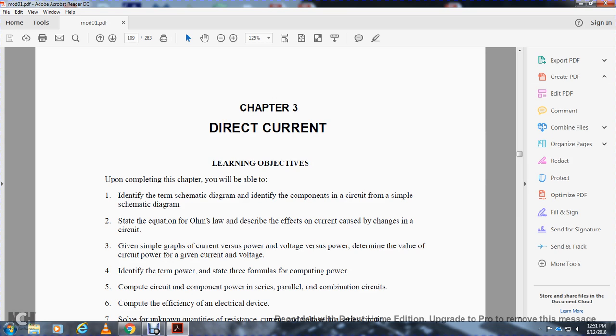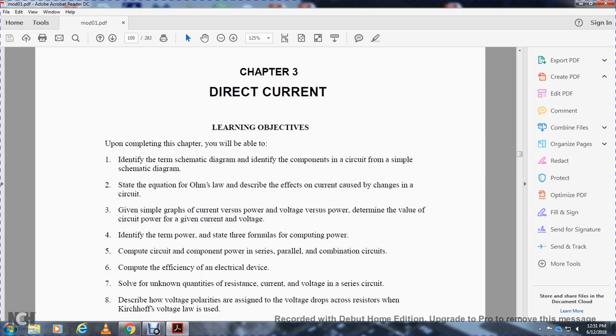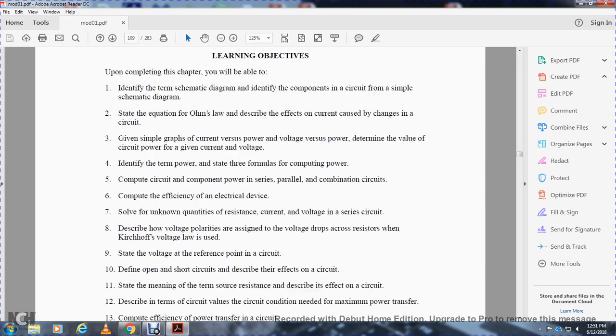of the power formulas for the power, computing power, complete circuit with the component power of the series parallel combination circuits. Compute the efficiency of the electrical device, solve for the unknown quantity of the resistance, current, and voltage in a series circuit. Describe how the voltage polarities are assigned when the voltage drops across the resistor and Kirchhoff's voltage law is used. State the voltage at the reference point in a circuit, define an open and short circuit, and describe the effects of it on the circuit.